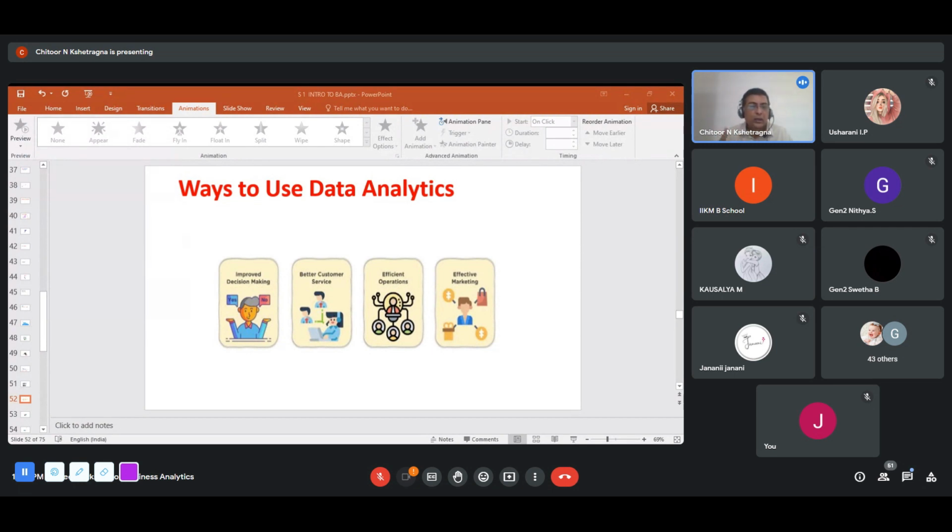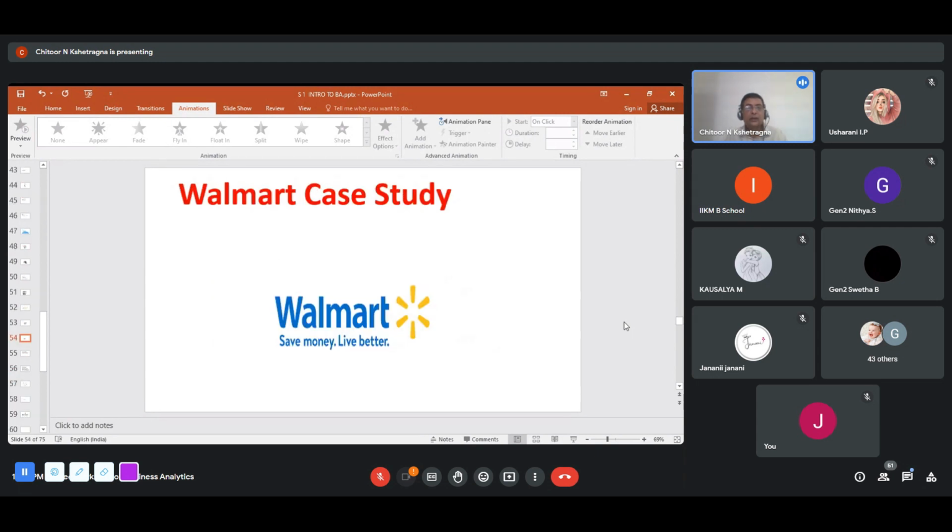They know who are the customers who are buying in large quantities, who come frequently. So let's also reward them. And then you look at efficient operations, effective marketing. A whole lot of things is what data analytics is used for. Let's look at data analytics applications. Let's look at the Walmart case study.